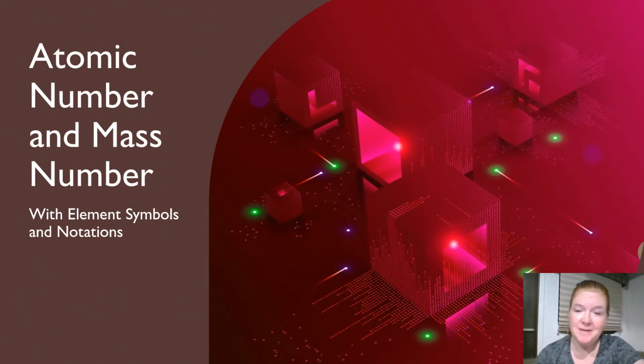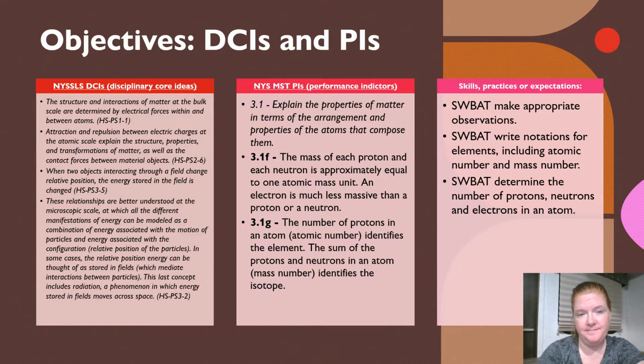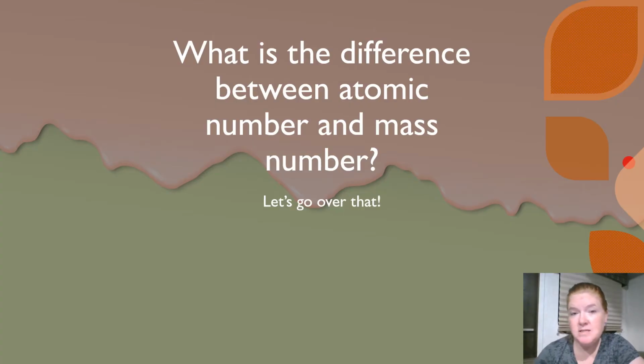Okay, next up is atomic number and mass number. So we're going to talk about some element symbols, some element notations. Here are the objectives. Pause and peruse if you wish. What is the difference between atomic number and mass number?